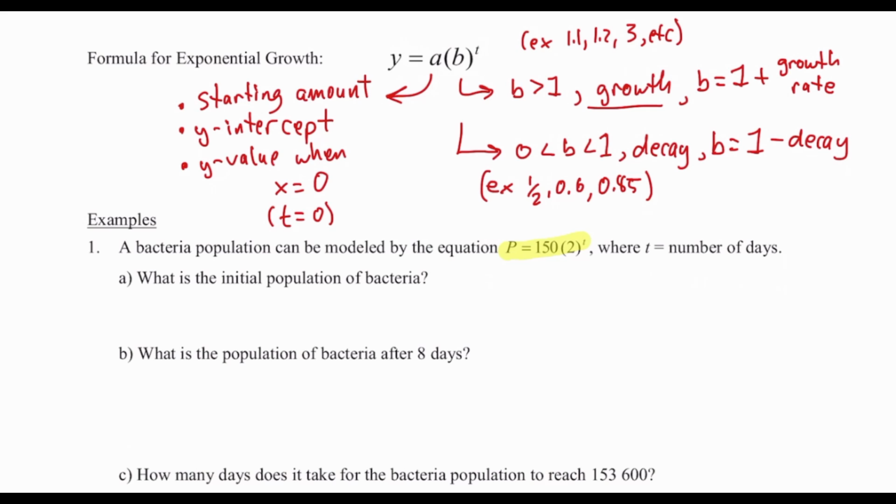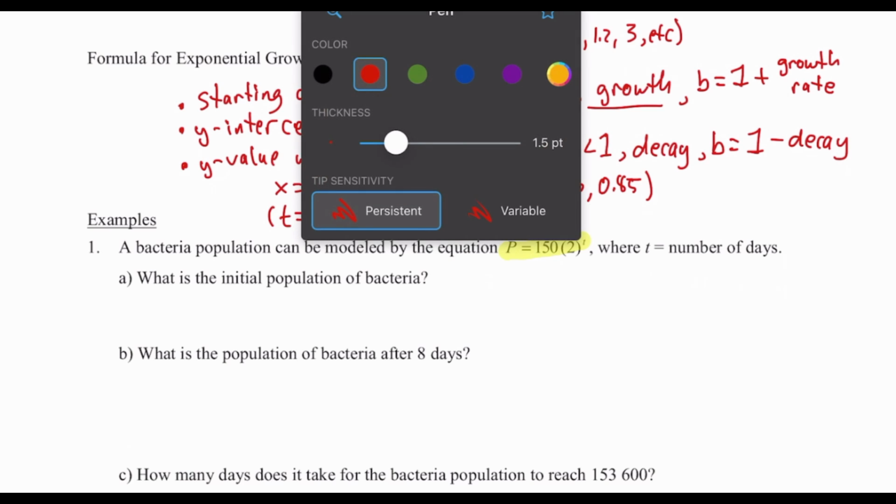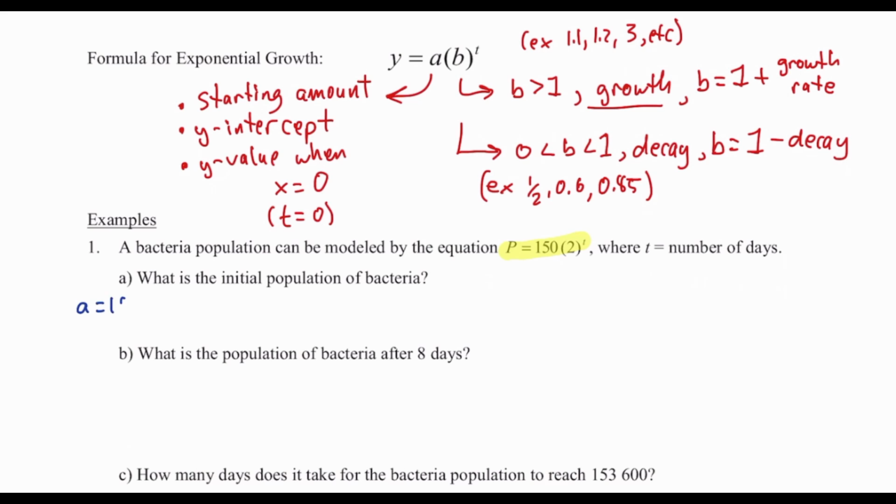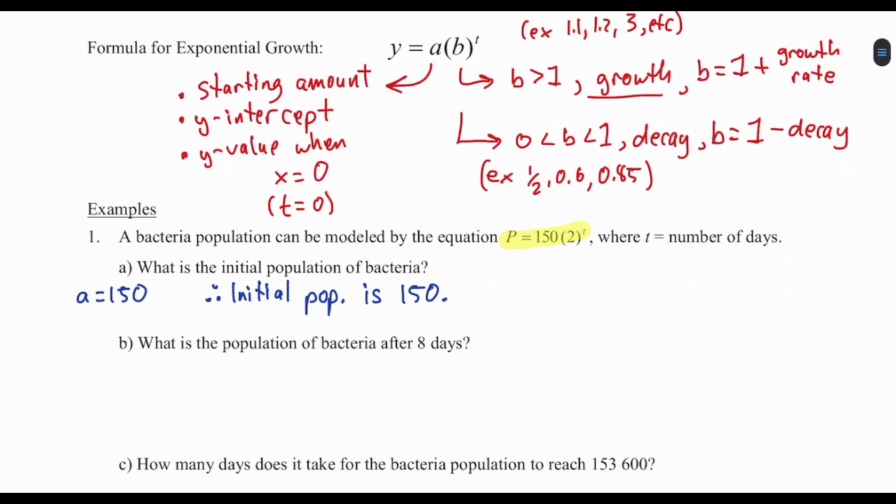What is the initial population of bacteria? Well, the A value here represents starting value or initial amount every time. I see that my A value is equal to 150. And this is a word problem, so we'll say therefore initial population of bacteria is 150. Or you could write that in your own words and say something like, when we start measuring, there are 150 bacteria present.